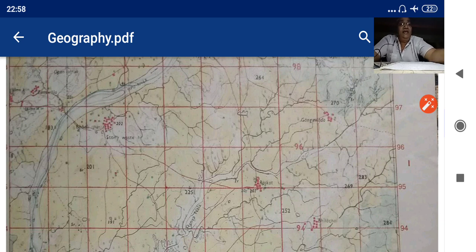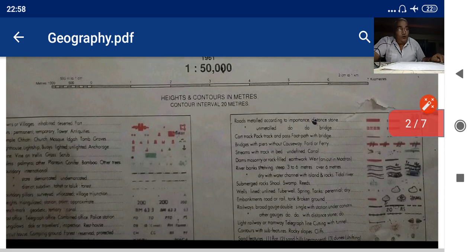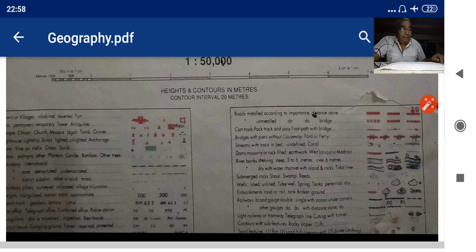The third scale on the topo sheet is a statement scale. Statement scale is known as verbal scale. It is given on the topo sheet towards right as 2 centimeter to 1 kilometer. So dear students, how many types of scales are given on the topo sheet? There are 3 types of scales given over the topo sheet, which I have explained above.